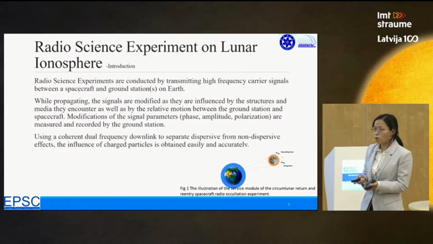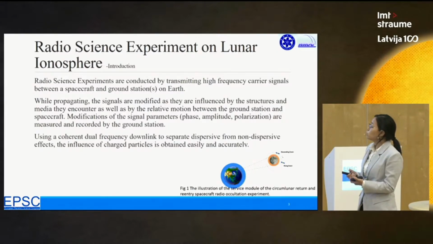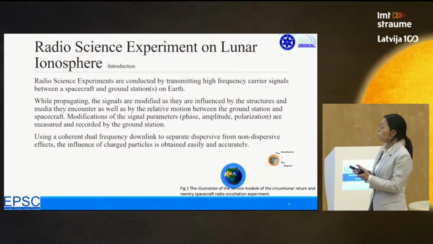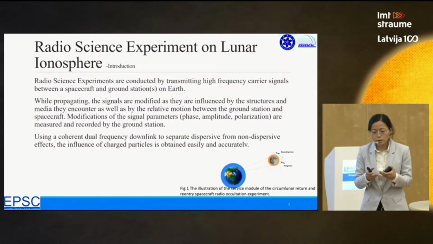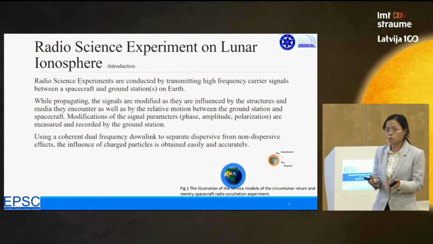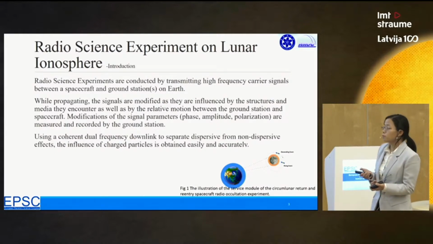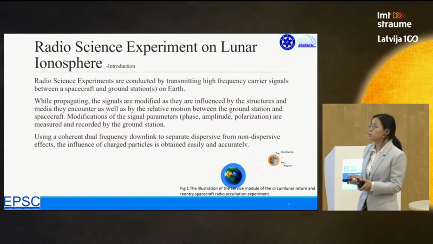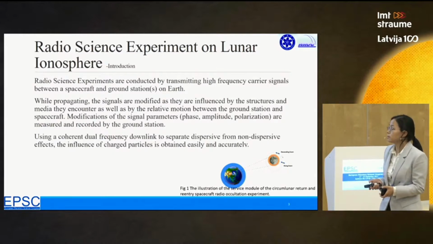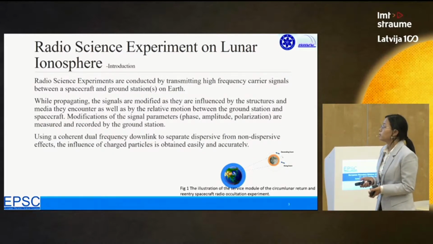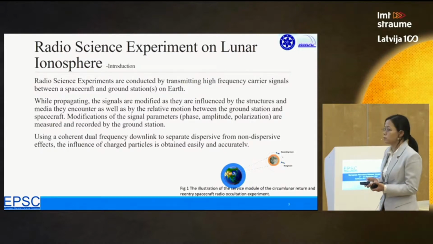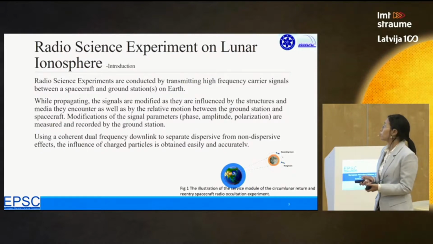If we record the signals, the modification of the signal parameters is measured and recorded by the ground station, so we can separate the influence and find out what we want. So if we use a coherent signal, coherent frequency downlink to separate the dispersive from the non-dispersive effects, the influence of charged particles will be easily obtained, and it's also very accurate.